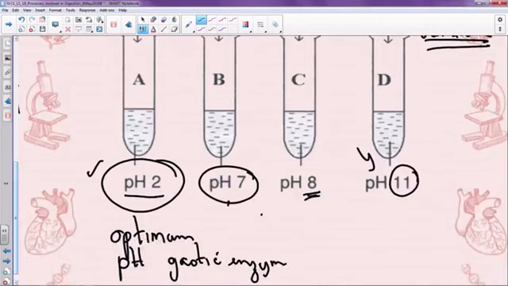So if we've got the gastric enzyme, in this case your proteases, at an optimum pH of 2, where would you think, in comparison to test tubes B, C, and D, would the enzyme function optimally? We know that pH 7 and 8 are far out of the range of the optimal, and hence these would have a significantly reduced rate of reaction.